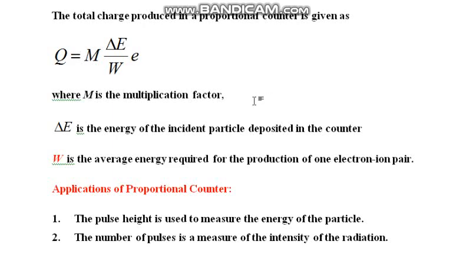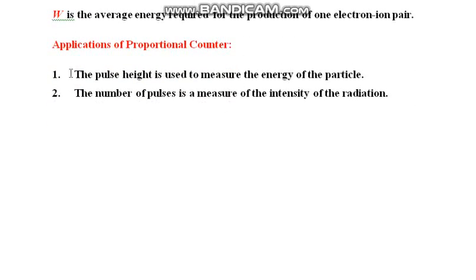Applications of the proportional counter. As we have just seen, the pulse height depends upon the energy of the incident particle. Therefore, the pulse height is used to measure the energy of the particle. The number of pulses is a measure of the intensity of the radiation. So we can not only measure the energy of the particle in a proportional counter, we can also measure the intensity of the radiation. In the next lecture, we will discuss the Geiger-Müller counter, which you have already worked with in your practical classes.